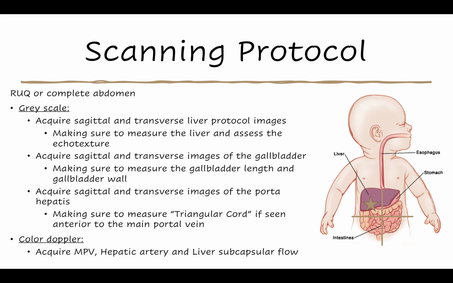Acquire sagittal and transverse images of the gallbladder, making sure to measure the gallbladder length and the gallbladder wall. You will acquire sagittal and transverse images of the porta hepatis, making sure to measure the triangular cord if seen anterior to the main portal vein. For your color Doppler, you will acquire a main portal vein, hepatic artery, and liver subcapsular flow.